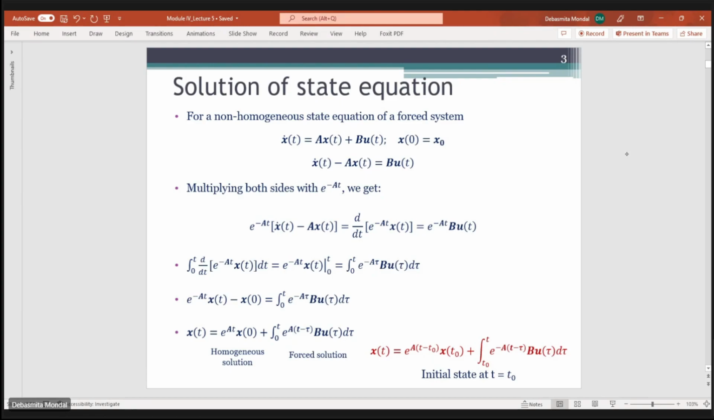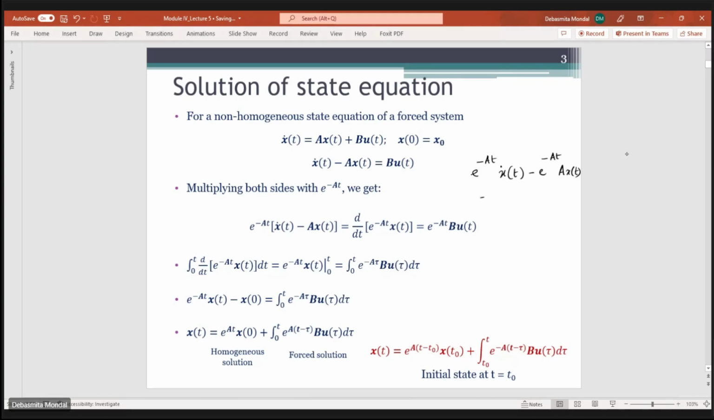So next, what if we multiply both sides by e to the power minus at? You can write that e to the power minus at multiplied by x dot minus ax will be equal to, on the right hand side, e to the power minus at into bu. And this term is e to the power minus at multiplied by x dot t minus e to the power minus at multiplied by a of xt.